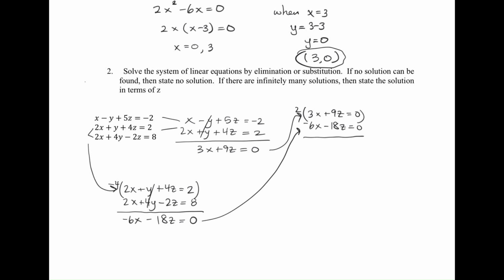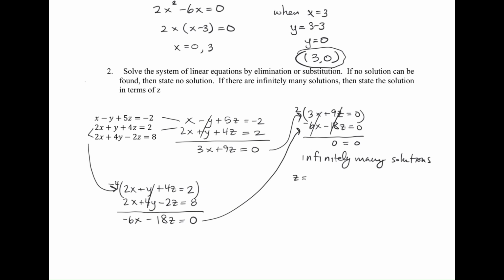Now I get 6x and negative 6x, so that cancels. I get 18z minus 18z, so that cancels. And then 0 plus 0. So we still have 0 is equal to 0, which is an indication of infinitely many solutions. So it states here that if we have infinitely many solutions, we still need to state the solution to the system of equations in terms of the parameter z.